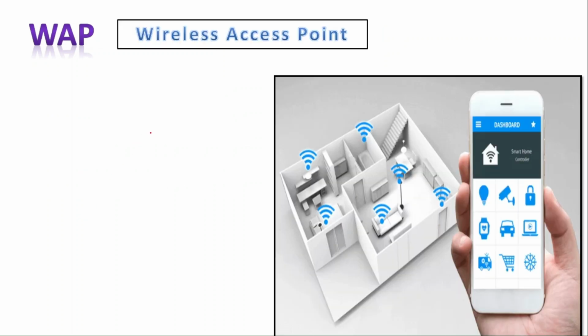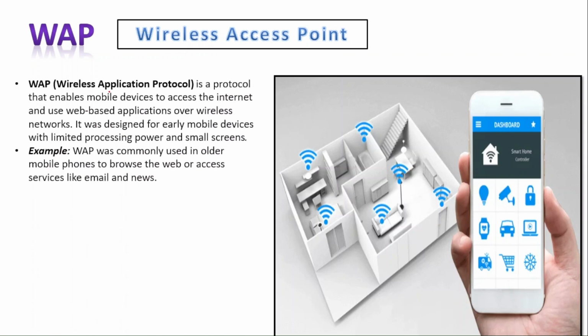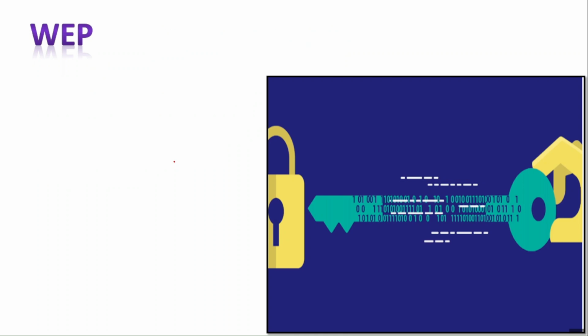WAP, that is wireless application protocol. So WAP is basically wireless application protocol. It also stands for wireless access point, but here we are talking about wireless application protocol, a protocol that enables mobile devices to access the internet and use web-based applications over wireless networks. It was designed for early mobile devices with limited processing power and small screens. Example, WAP was commonly used in older mobile phones to browse the web or access services like emails and news.